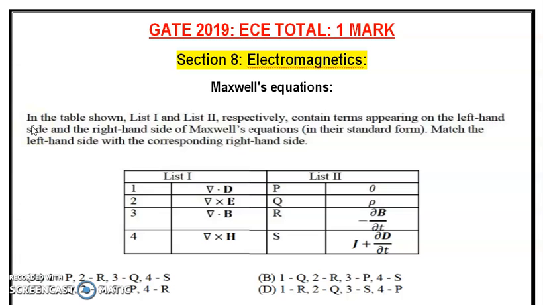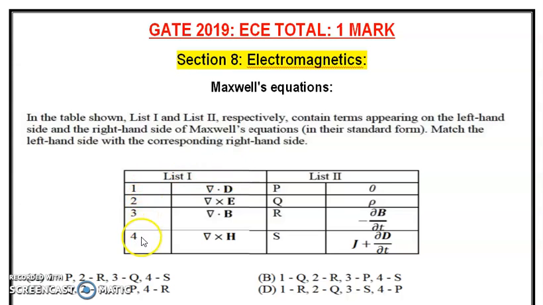The question is: in the table shown, list 1 and list 2 respectively contain terms appearing on the left hand side and the right hand side of Maxwell's equations in their standard form. Match the left hand side with the corresponding right hand side. So here we are having list 1 and list 2. We need to match them.